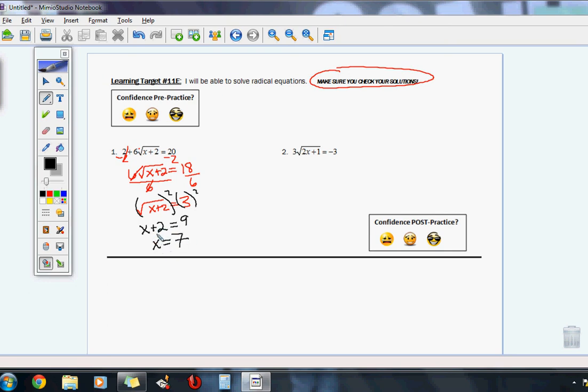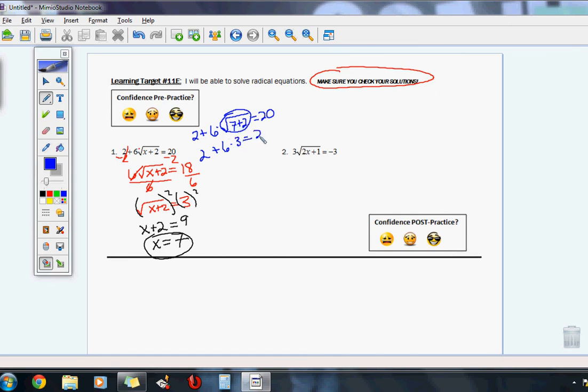Now here's the deal, that's a possible answer. What we got to do here, and I'll switch to blue, is we got to check our answer. If we do this, we would have 2 plus 6 times the square root of 7 plus 2. And that's supposed to come out to 20. We'll see if it does. That's 2 plus 6 times, well, if you look on the inside here, that's really the square root of 9. Square root of 9 is 3.